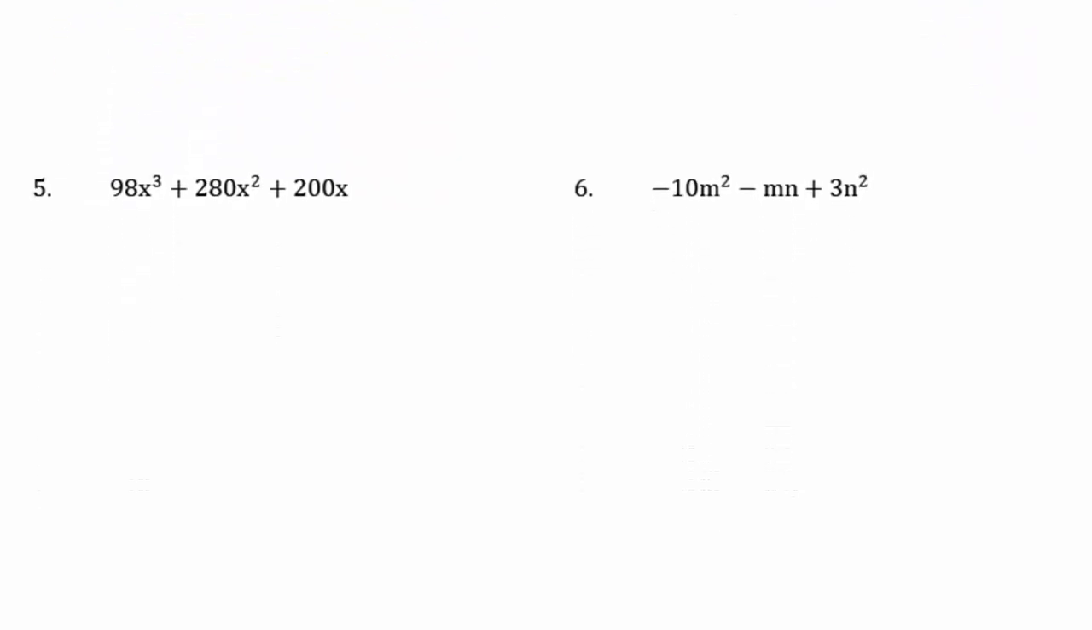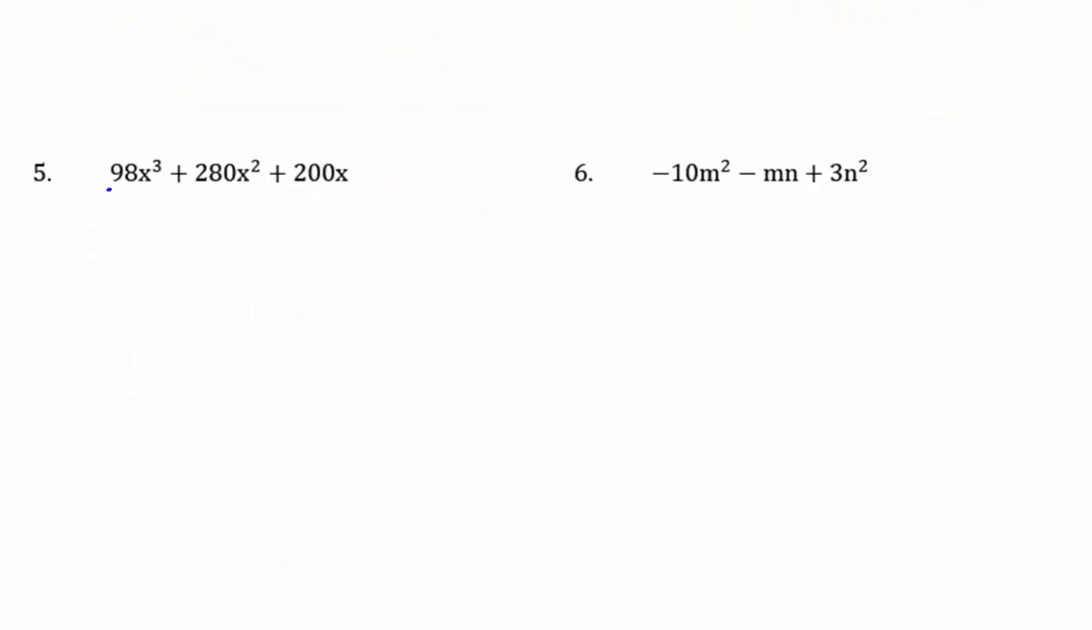So how about numbers 5 and 6? So for number 5, we have 3 terms here. And for the GCF, let's see, 98, 280, 200, they all have a common factor of 2, because 98 is 2 times 49, and 49 is 7 times 7, and 7 does not go into 200 at all. And they all share a common factor of x. So when I pull out a 2, we get 49x squared plus 140x plus 100, and I factor out the 2x out of each of these.